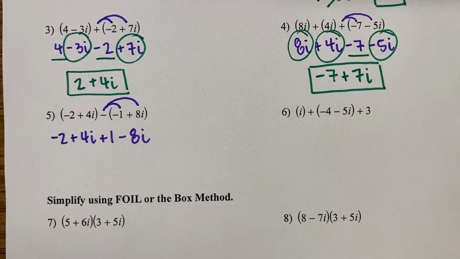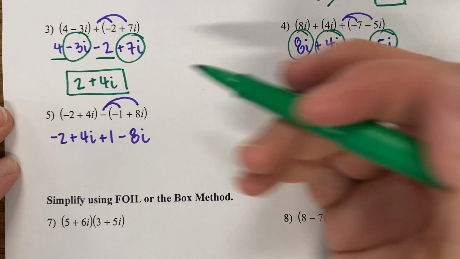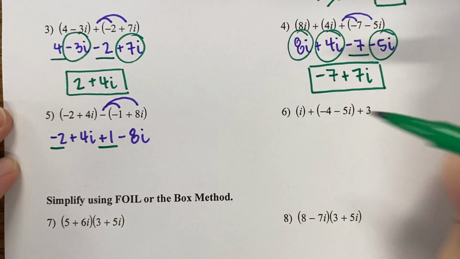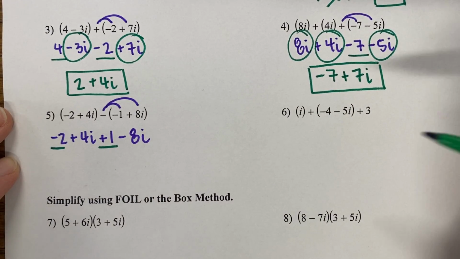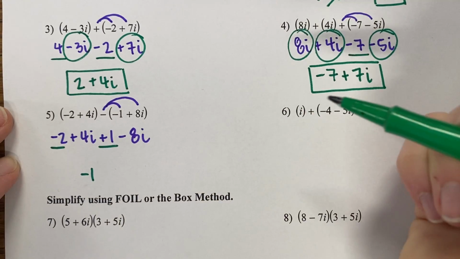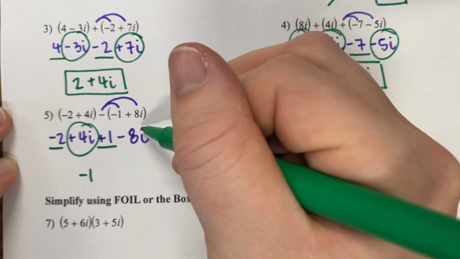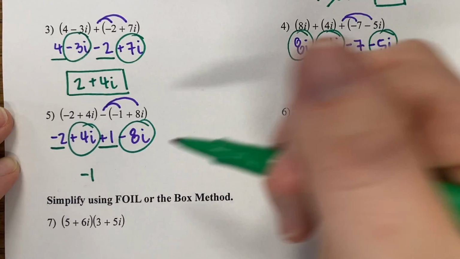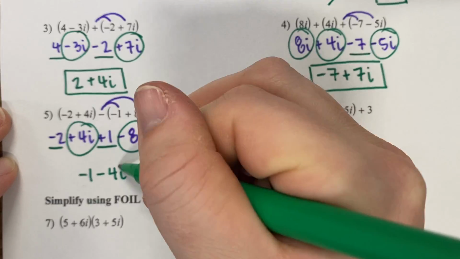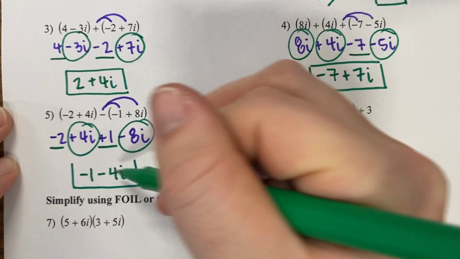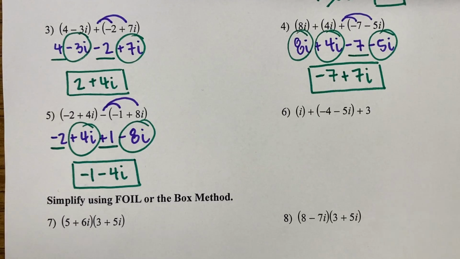Okay, let's combine our like terms. We'll do our constants first, so the terms without an i. -2 plus 1 is going to give me -1. And 4i minus 8i gives me -4i. And there we go.